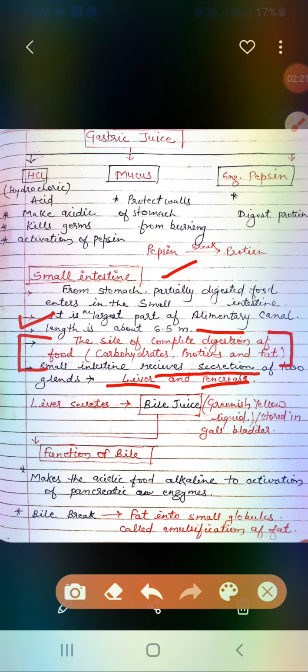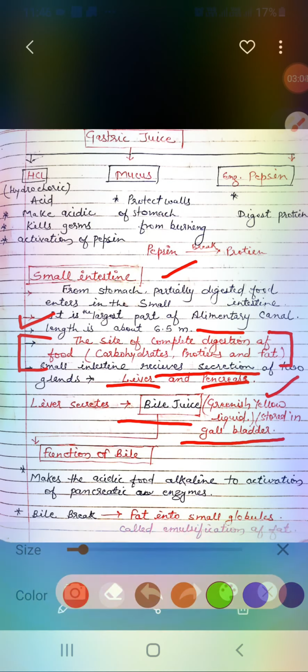The liver secretes an enzyme-containing liquid known as bile juice. Bile juice is a greenish-yellow liquid which, after secretion, is stored in a special ball-like structure called the gallbladder. The gallbladder stores the bile juice and releases it into the small intestine. Now, what is the function of the bile juice? What is its work?